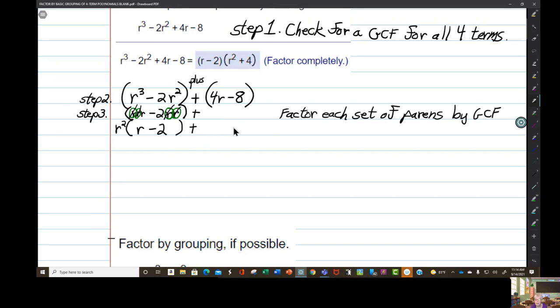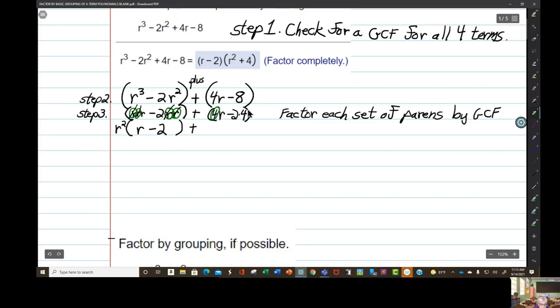Now we're going to do the same thing to the second set of parentheses. Now I know that 4 goes evenly into 8. So when I break this down, I'll leave this 4R minus 2 times 4. Notice if I put the 4 behind, then both of these are positive. So I can pull out a positive GCF for this set of parentheses. Less complication.